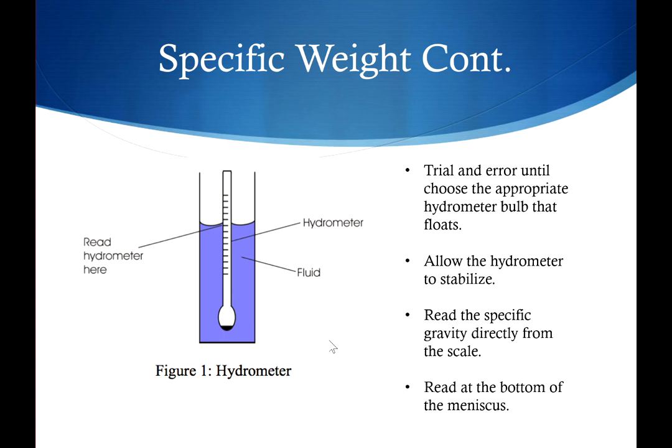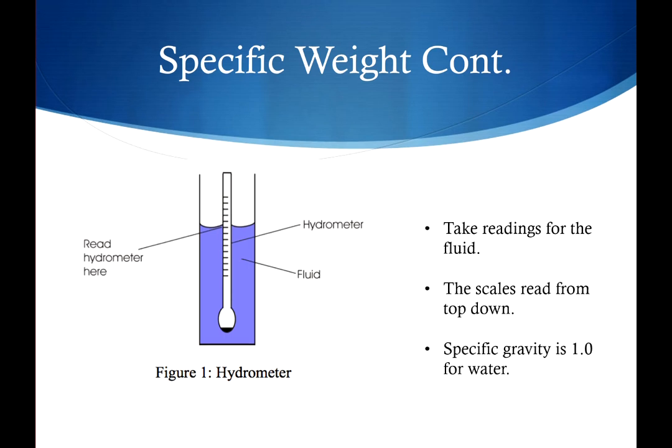Then we allow the hydrometer to stabilize. Once it floats, we have to let it be for a couple of seconds until it is stabilized. Then we have to read the specific gravity directly from the scale, reading at the bottom of the meniscus. After we locate the meniscus, we take readings of the fluid, and the scale is read from top to bottom. Also, the known specific gravity of water is 1.0.